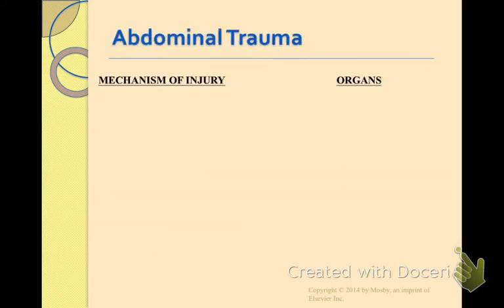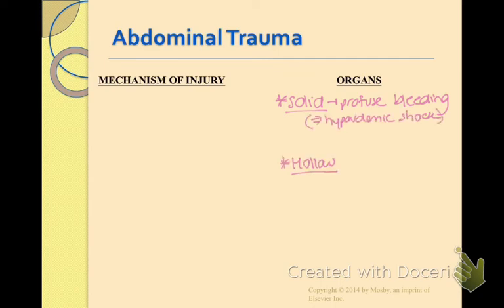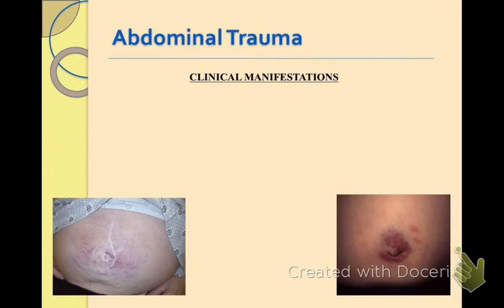All right, so that pretty much covers chest trauma. We're going to briefly talk about other types of trauma. Abdominal trauma. Organs, we can either hit solid organs, like your liver, your spleen, which could cause profuse bleeding and hypovolemic shock, or we can hit hollow organs, like your intestines, where contents can spill in the peritoneal cavity, causing a peritonitis, which is an infection of the belly, basically.